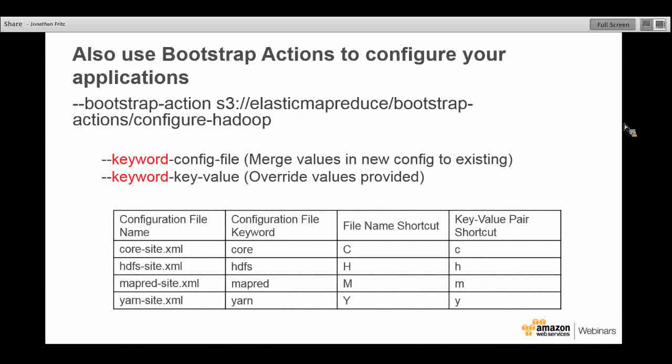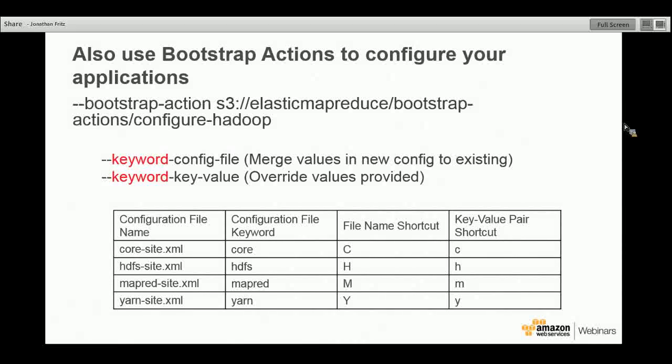Bootstrap Actions are also very useful besides installing applications and configuring them as well. We have sensible defaults for all the Hadoop applications you can install, but a lot of times after you're running a job, you start seeing the resourcing patterns of that job, and you can start making configuration tweaks to really get the best performance out of your system.